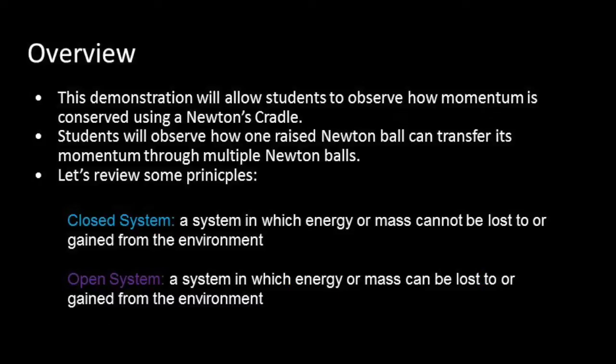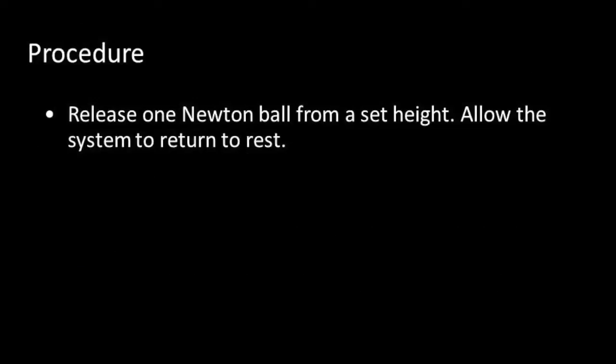Let's review the difference between closed systems and open systems. A closed system is a system in which energy or mass cannot be lost to or gained from the environment. An open system is the opposite of a closed system, so energy or mass can be lost or gained from the environment. So let's work through this demonstration.